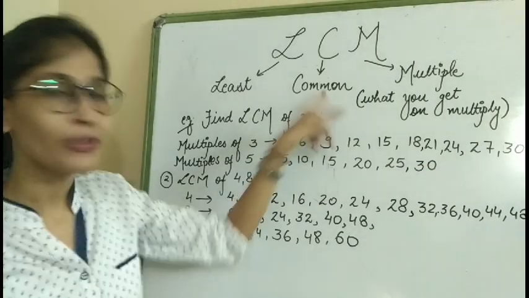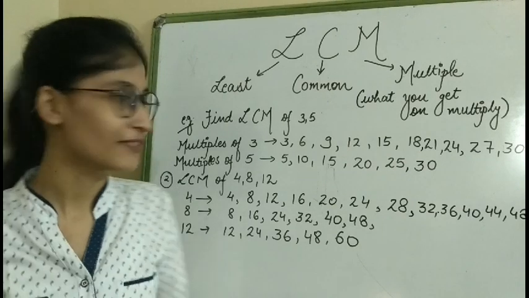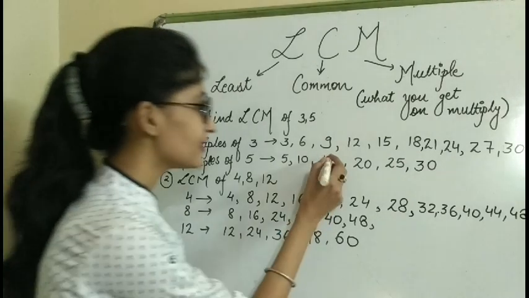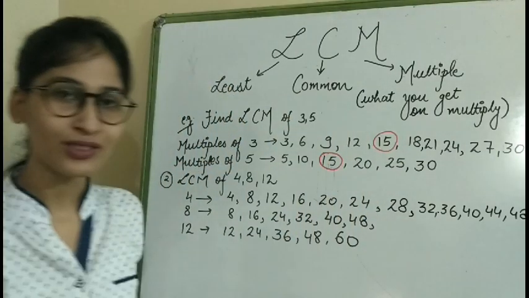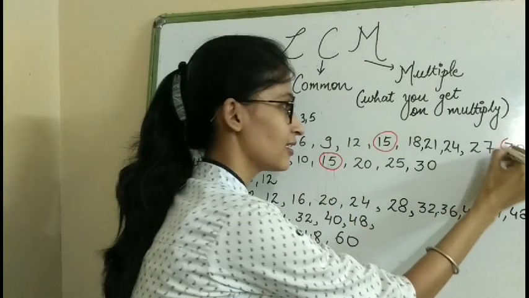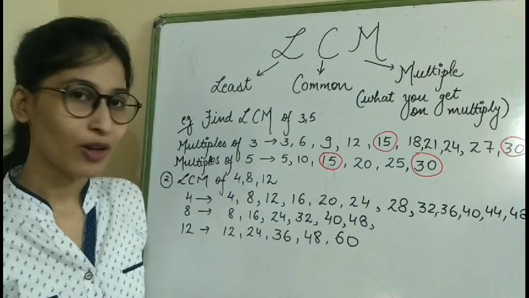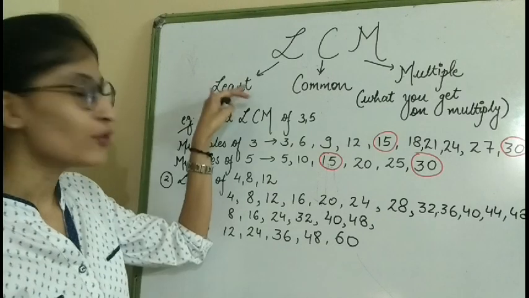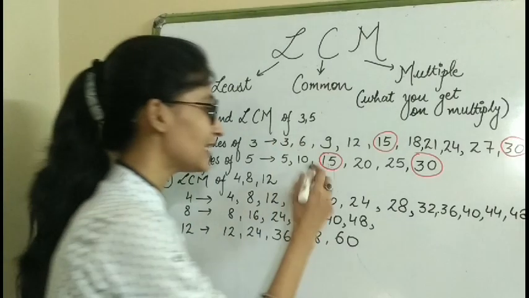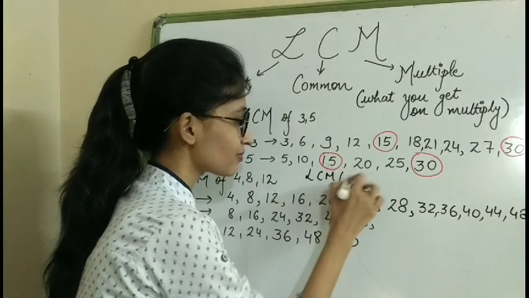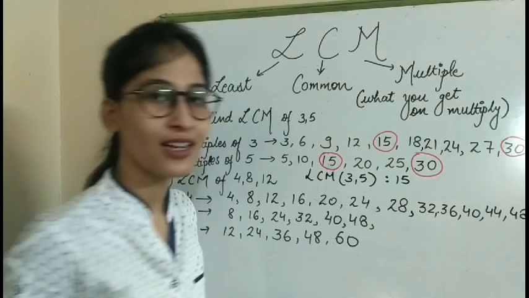Now next is common. I have to find first the common multiples of 3 and 5. So here I can see that 15 appears in the table of both. Next, 30 is also in the table of both. But we have to find the smallest number. So the smallest multiple here is 15. So LCM of 3 and 5 will be 15.